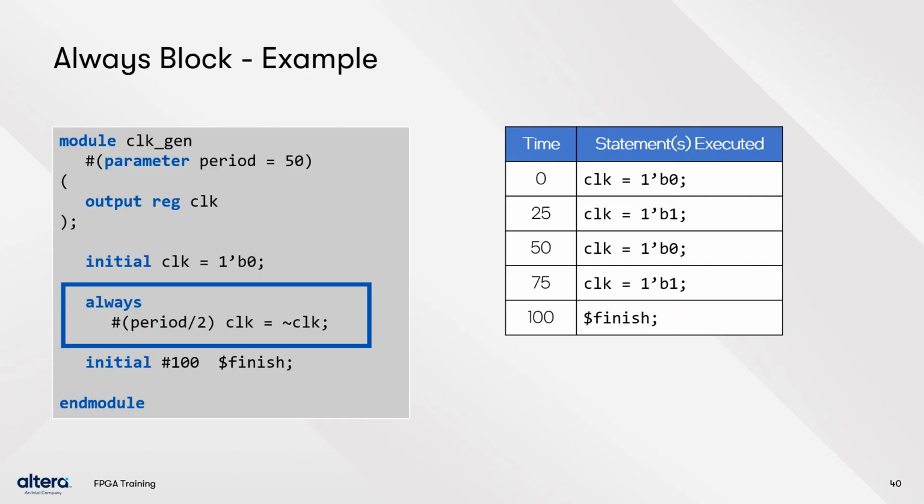Here is an example of an always block and an initial block. The first initial block initializes the clock signal to 0 at time 0. The always block will toggle the clock signal. A pound sign followed by a number produces delay. In this example, period is set by a parameter. The always statement toggles the value of the clock every 25 time units. The second initial block causes the simulation to stop after 100 time units.